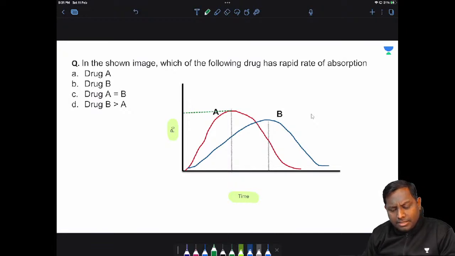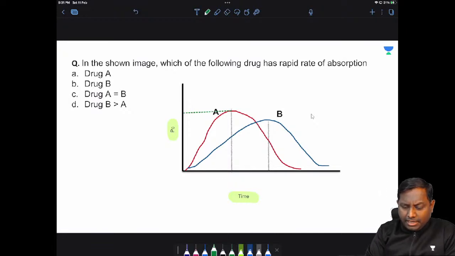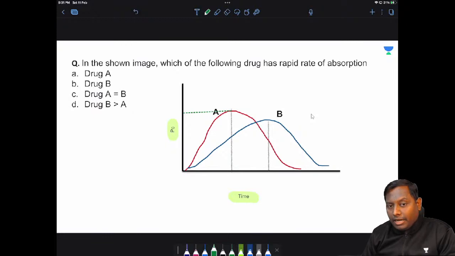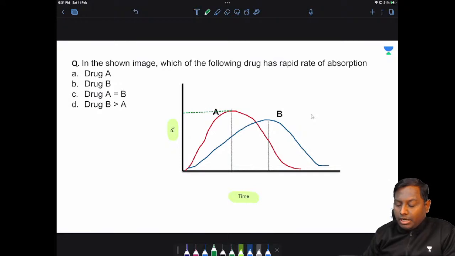आई होप कि सारे लोग इसका जवाब सही मारेंगे, and this is pretty simple concept. Very good, and I am pretty happy that most of you are going correct. Now what is this graph showing? This graph is showing absorption, right? It is showing what? Absorption.